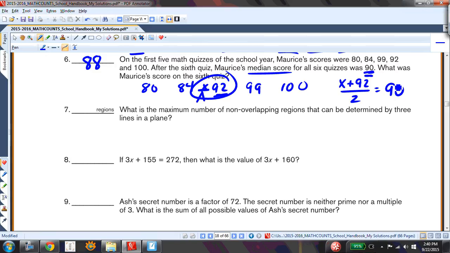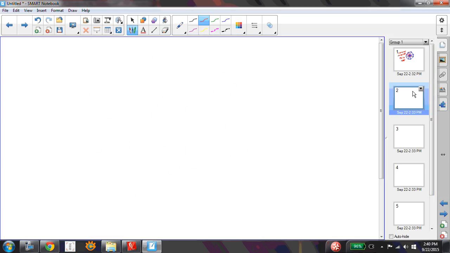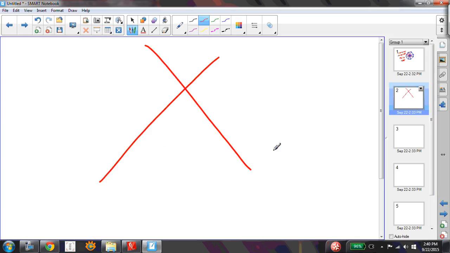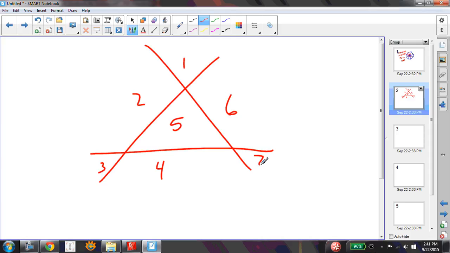What is the maximum number of non-overlapping regions that can be determined by 3 lines in a plane? I did not know this, but this is very interesting, actually. I don't know how useful it is. But if I have 3 lines, there are 7 regions that are defined by those lines. They have to be non-parallel and overlapping, but the regions aren't overlapping. But these 3 lines have to be, none of them can be parallel to one another.